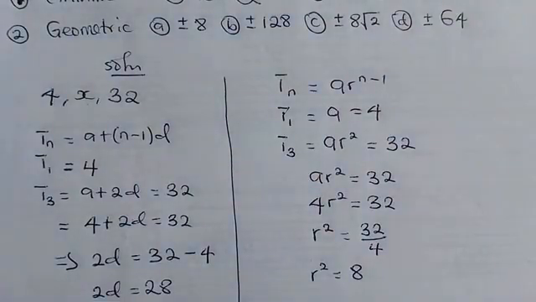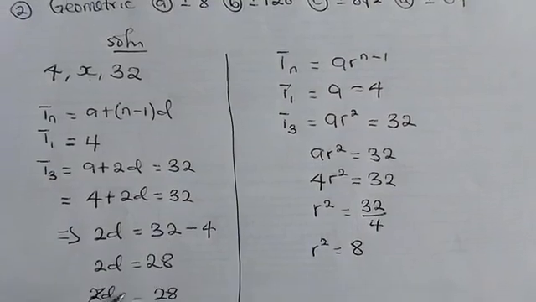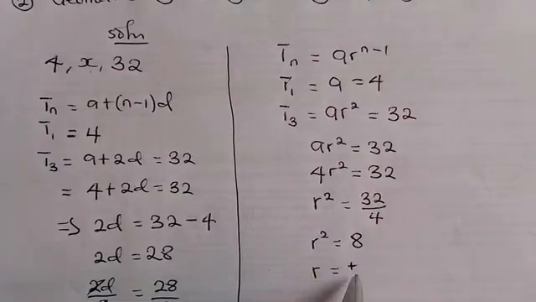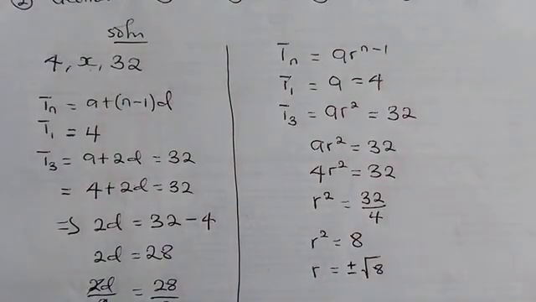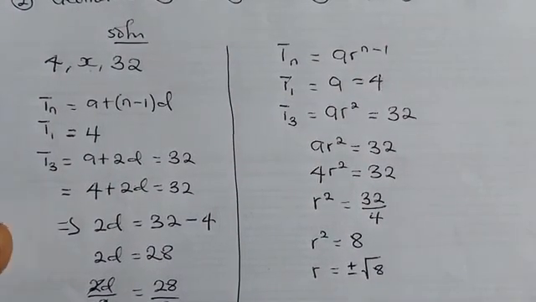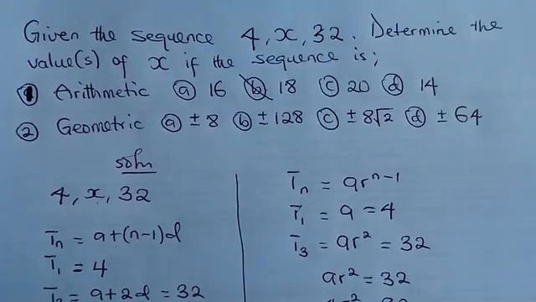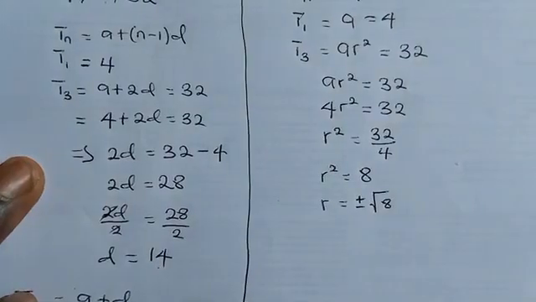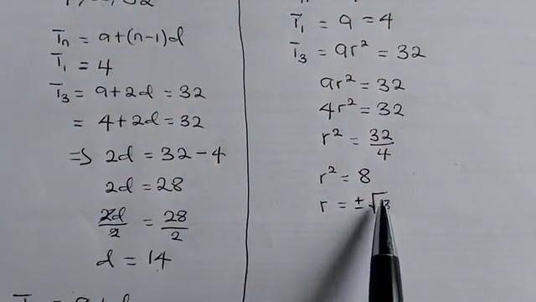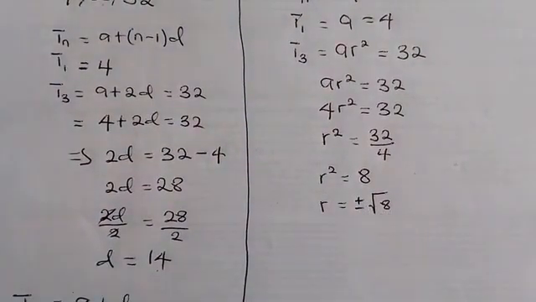So at this point, we are going to find the square root of both sides. Finding the square root of both sides, we are going to have R equal to plus or minus square root of 8. So plus or minus square root of 8 is the common ratio for this particular sequence.